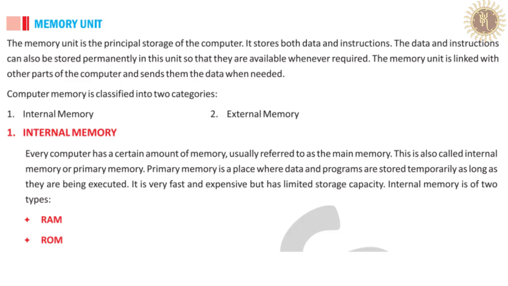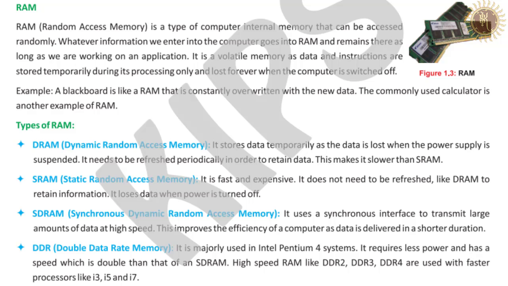Internal memory is of two types: RAM and ROM. RAM, random access memory, is a type of computer internal memory that may be accessed randomly. Whatever facts we enter into the computer goes into RAM and remains there as long as we are working on a software. It is a volatile memory as information and instructions are stored temporarily only during processing and lost when the computer is switched off.